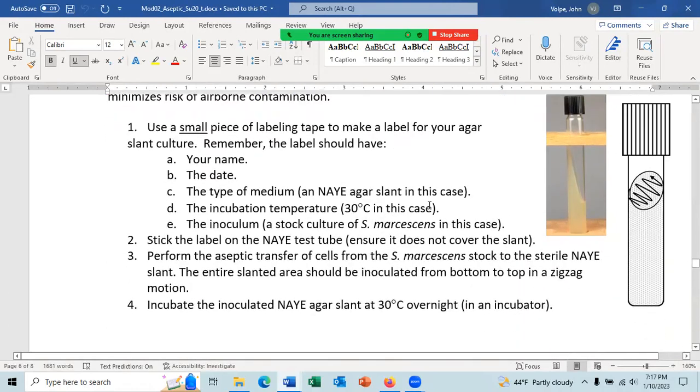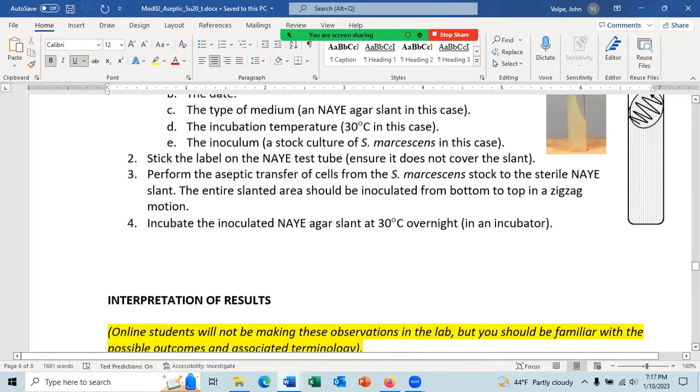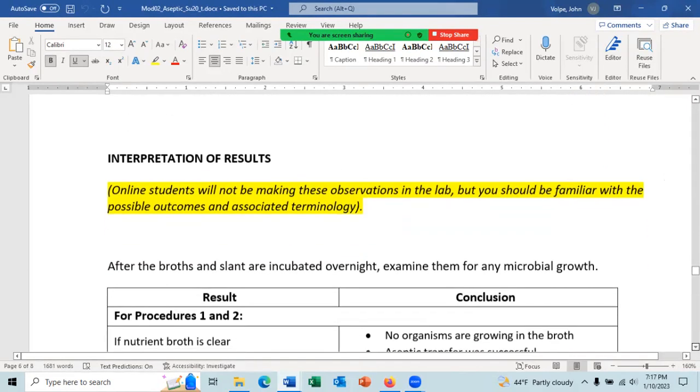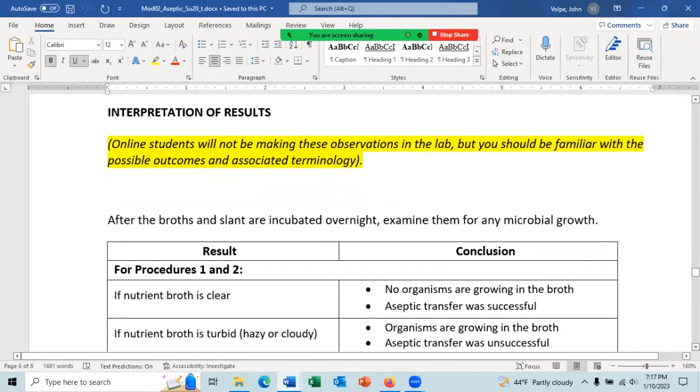You should also have this tube appropriately labeled. And we're going to grow this at 30 degrees overnight. Interpretation of the results. Online students are not going to be making these observations in a lab, but we will show you pictures and you have to interpret the pictures. You should be familiar with the possible outcomes and the associated terminology.